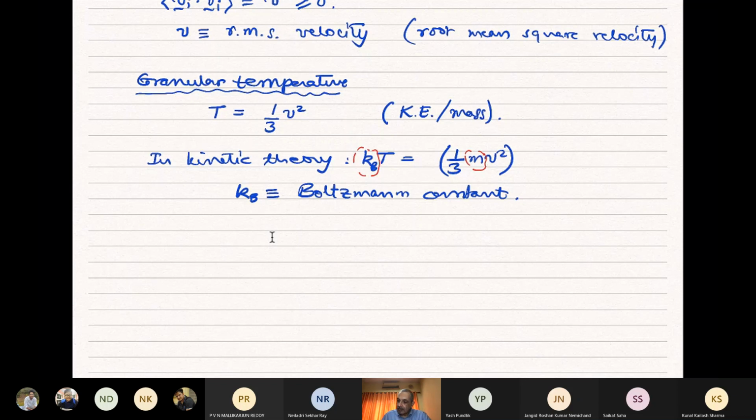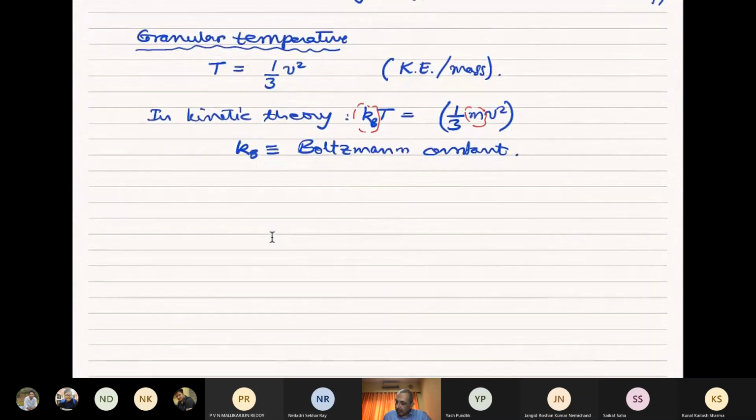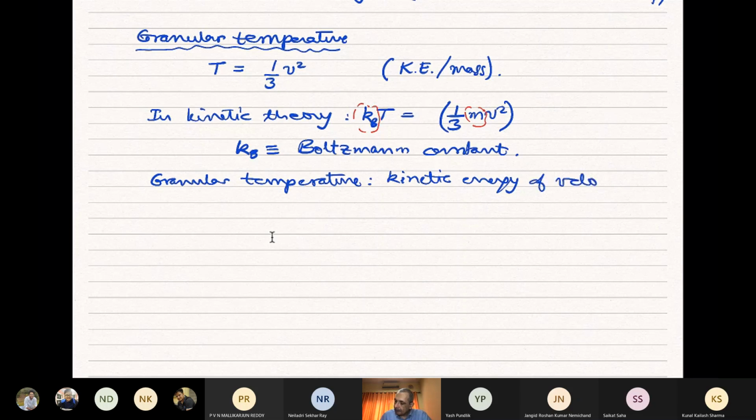So granular temperature, we can say, is just the kinetic energy of velocity fluctuations. And that is the same even in kinetic theory. The temperature is related to the kinetic energy of the velocity fluctuations.